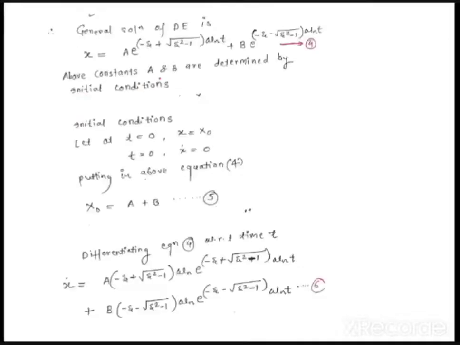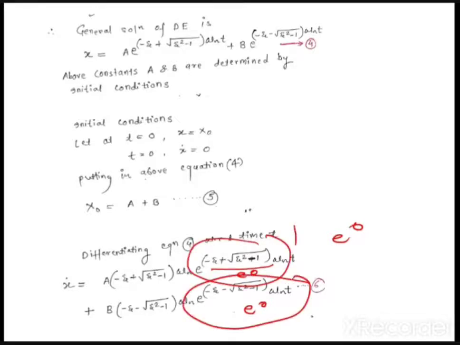Because here you have e raised to something, which means e raised to 0. So this becomes e raised to 0, and this becomes e raised to 0. So this term will become 1 and this term will become 1. The remaining is this term times omega n, and b into omega n. So only this term is remaining. I hope you are understanding this.